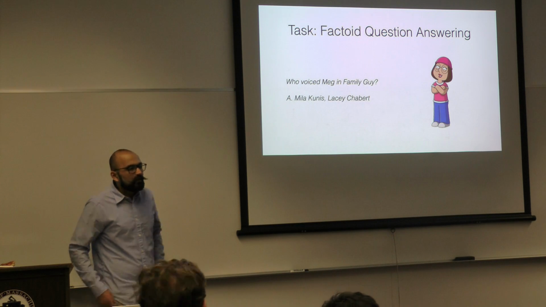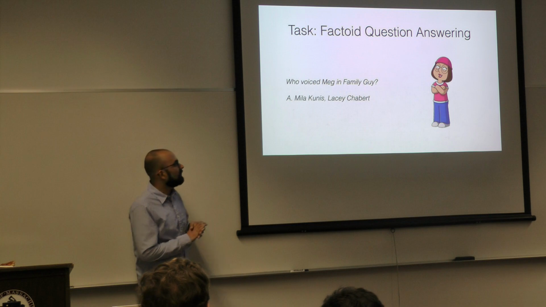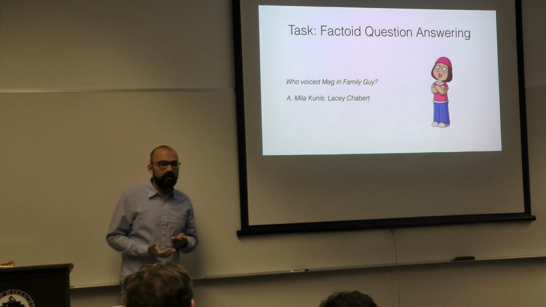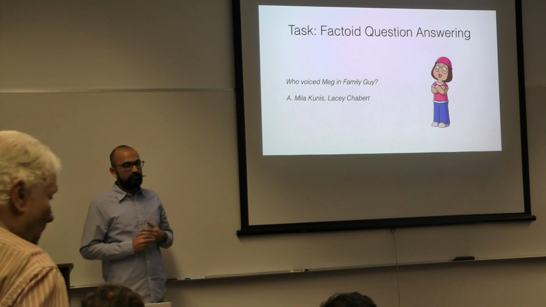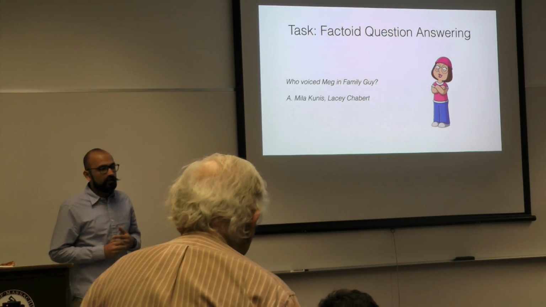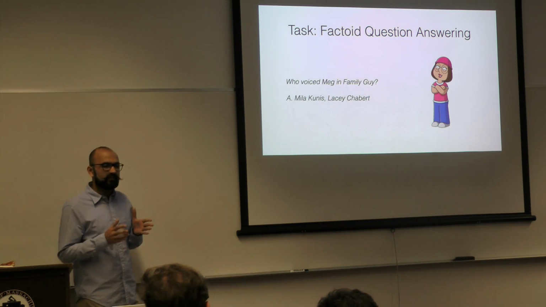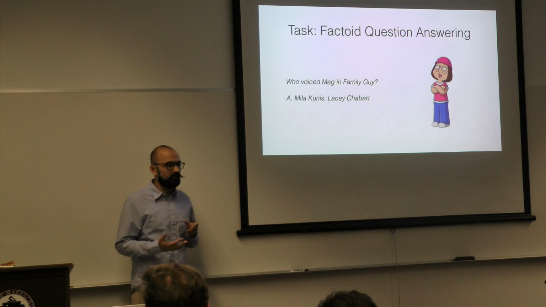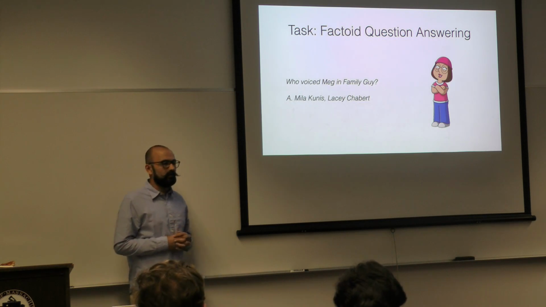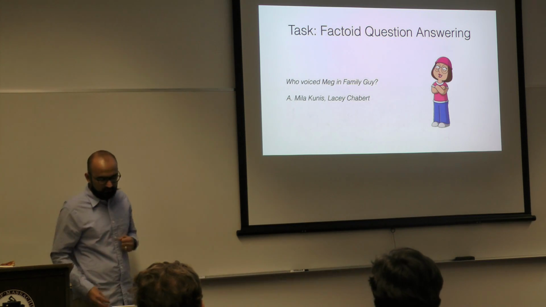So, most of my work looks at the task of factoid question answering, where given a natural language question, like who was playing in Family Guy, we want to find the answers to that question, in this case, Mila Kunis and Lacey Chabert. And by factoid here, what I mean really is that the questions are all about relatively straightforward facts, the kind of things that most of us would agree on the answers to, and which are usually about names of places, people, things, dates, and short answers like that.